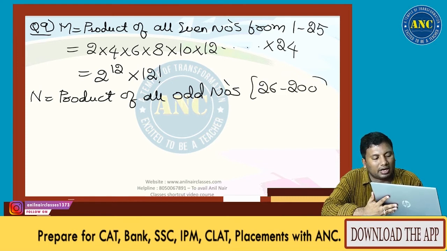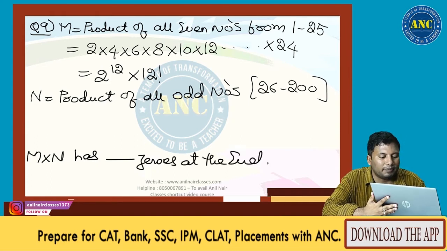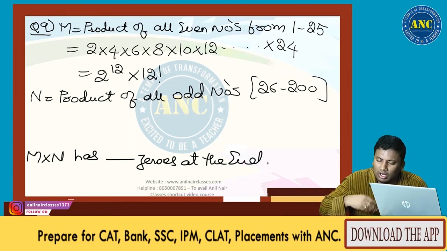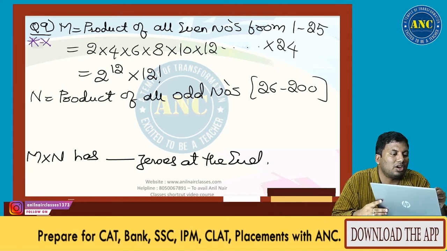Because I require M into N has dash zeros at the end. M into N has dash zeros at the end. Number of zeros is nothing but the power of 2 and 5. 2 anyway will not come in this odd number. Only I will take the multiples of 5. It's a very, very good question. Lot of students tend to think that number of zeros is always power of 5, which is not right.